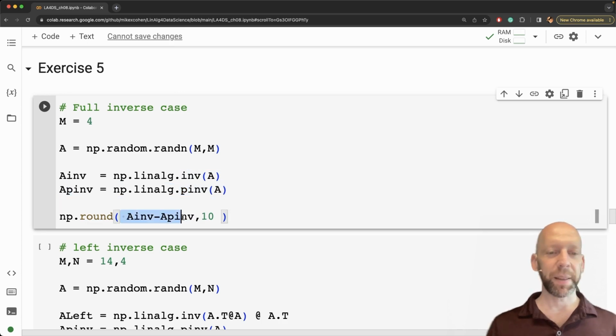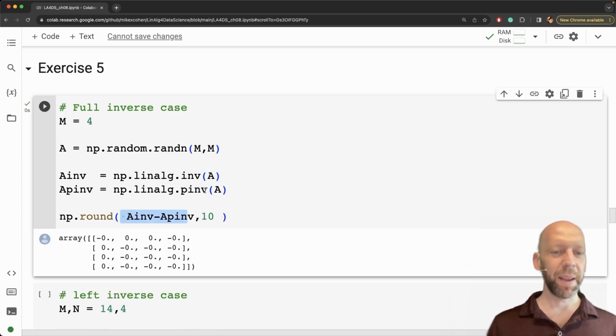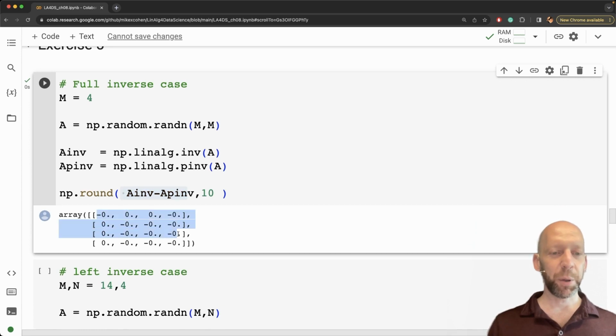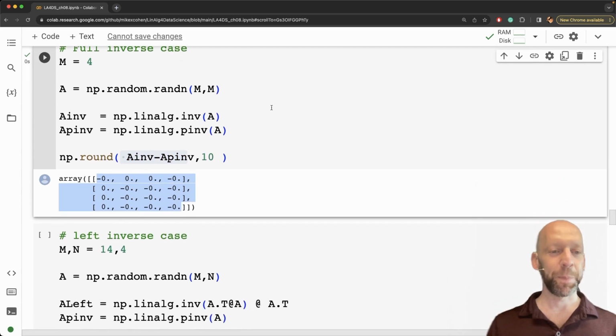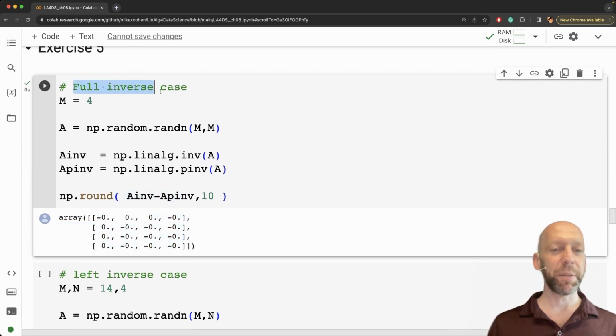And here I'm subtracting them, and we certainly expect these to be zeros, assuming that they are the same, which they are to within a reasonable degree of rounding error. Okay, so that's the full inverse case.